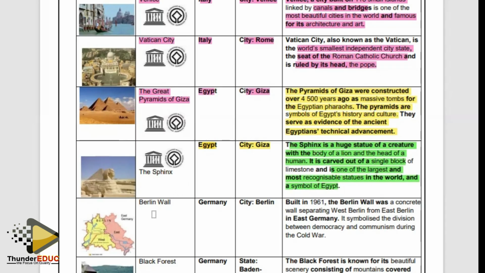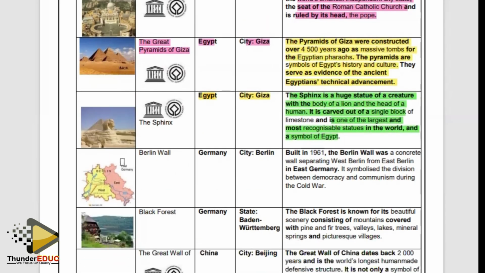The next icon is the Berlin Wall. The Berlin Wall is located in Germany, that is in Western Europe. The city is Berlin. It was built in 1961. The Berlin Wall was a concrete wall separating West Berlin from East Berlin in East Germany. It symbolized the division between democracy and communism during the Cold War.